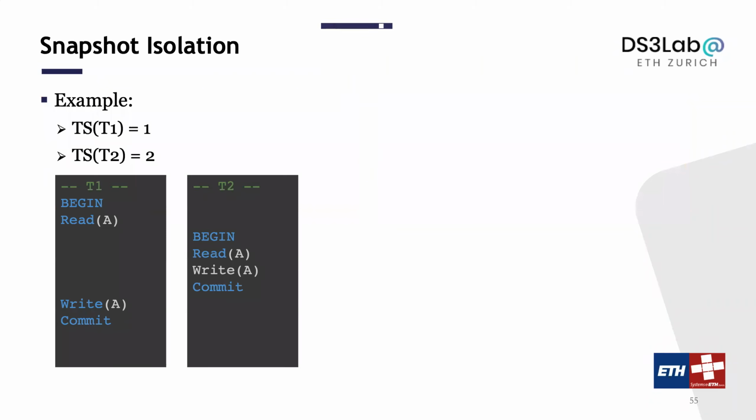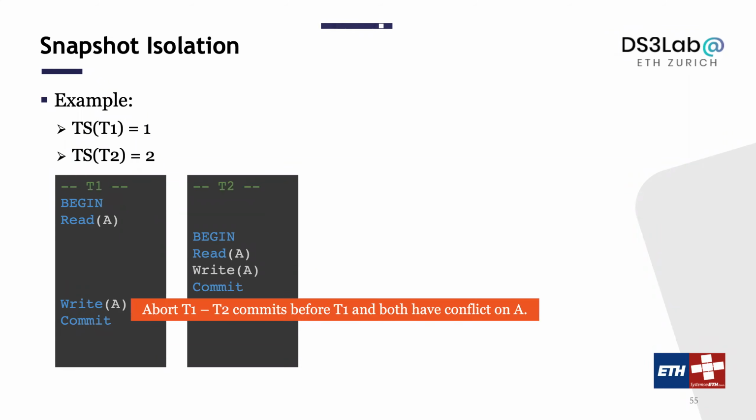T1 reads, then T2 reads, writes, commits, then T1 writes and commits. In this case, when T1 tries to commit, you are going to have problems. Why? Because you are going to abort T1. You have a transaction T2 that commits before T1, and both of them have a conflict on A. So according to the protocol, I'm going to abort T1.